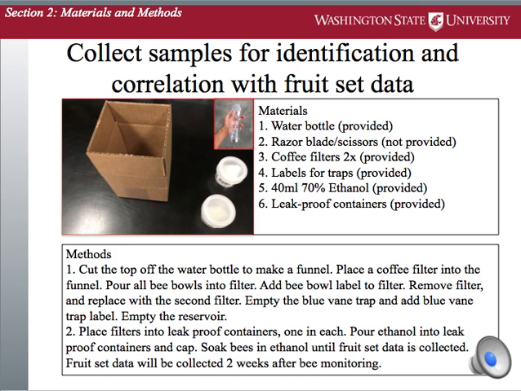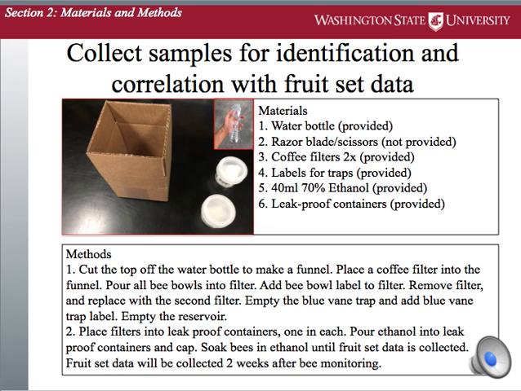So when you're ready to collect your specimens, cut off the top of the water bottle to make a funnel, and then you can place one of your coffee filters into the funnel and then pour all of your bee bowls into that filter. And like I said, I've given you a label that says bee bowls on it. Drop that label into that filter. And then after you've poured all of the bee bowls into that filter, you can remove that filter and fold it up and place it in your leak-proof container.